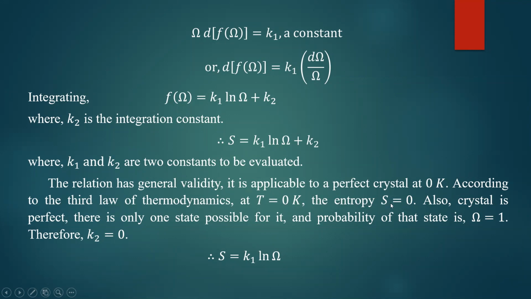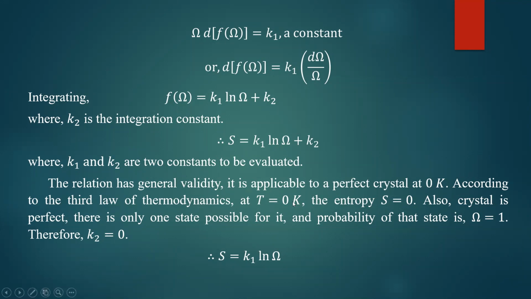What do you mean by entropy of the system is 0? The system is in the perfectly ordered state. At T equal to 0, the crystal is perfect. Crystal is perfect means there is only one possible state for that, the perfect state, so it can be found in a very ordered state. Therefore, the probability is equal to 1 for that state only. No other states are possible. Only the perfect state is possible at T equal to 0.